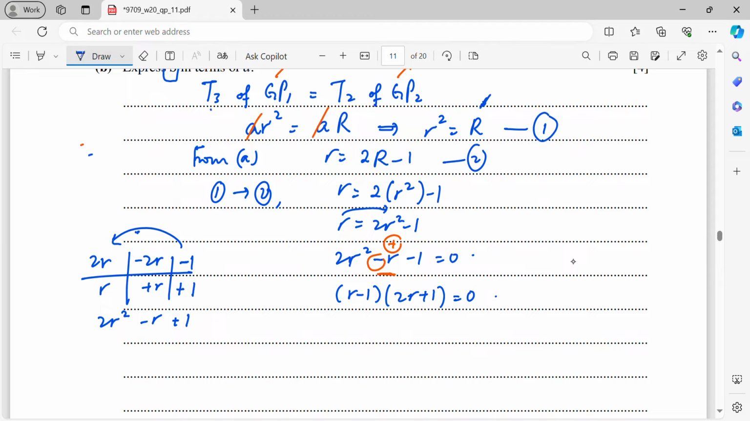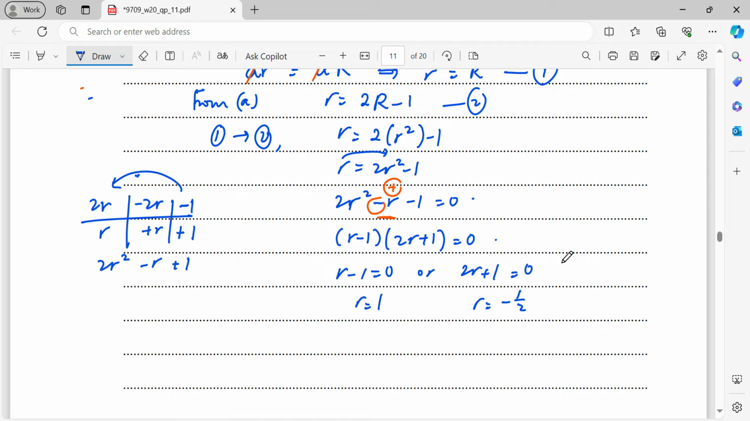Okay, then from here, either R minus 1 equals 0, or 2R plus 1 equals 0. So your R equals 1 or R equals negative half. For your information, for a geometric progression, R cannot be 1. So R cannot be 1. Therefore, your r must be negative half.